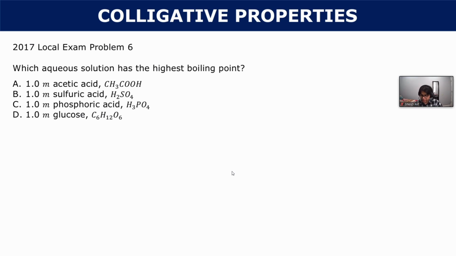Which aqueous solution has the highest boiling point? All right, so aqueous, again, we know it's in water, and that's going to have a 1.86 value. So again, what we're comparing here is going to be the molality times the i. Although we change from freezing point to boiling point, we're still comparing the same values here because remember the formulas are extremely similar. So let's go through all the 4 choices.